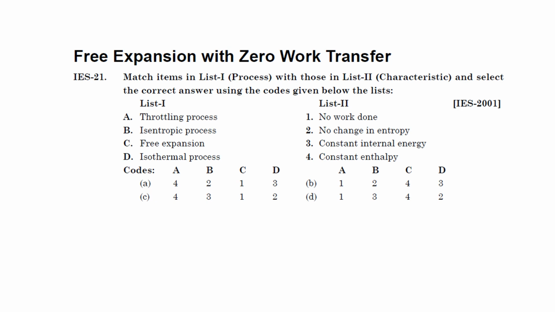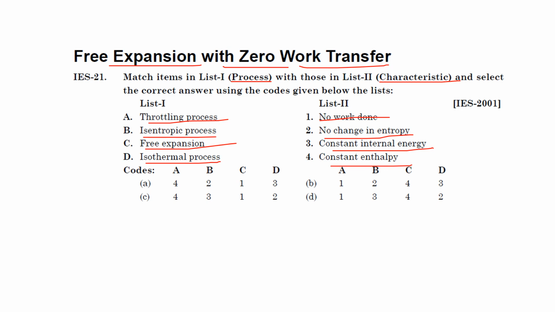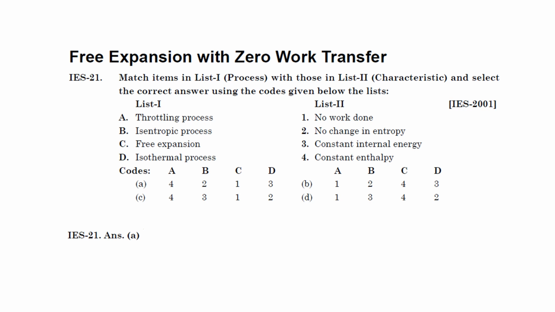Next question, free expansion with zero work transfer. Match the processes: throttling process, isentropic process, free expansion, isothermal process, with no work done, no change in entropy, constant internal energy, constant enthalpy. I think it is a simple question. Throttling means constant enthalpy. Isentropic process means no change in entropy, delta S equals 0. Free expansion means no work done, and the remaining one is the isothermal process, constant internal energy. So the answer is A.